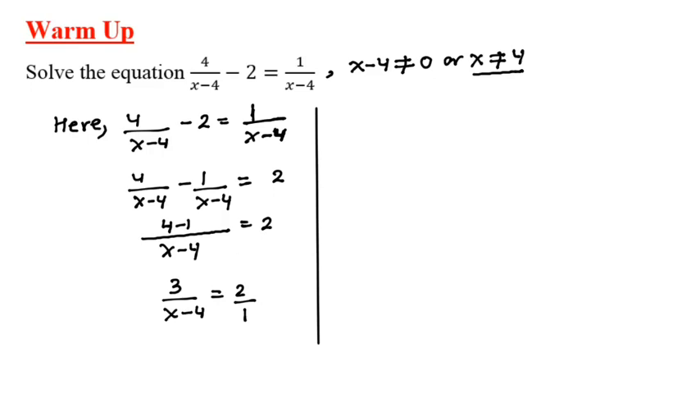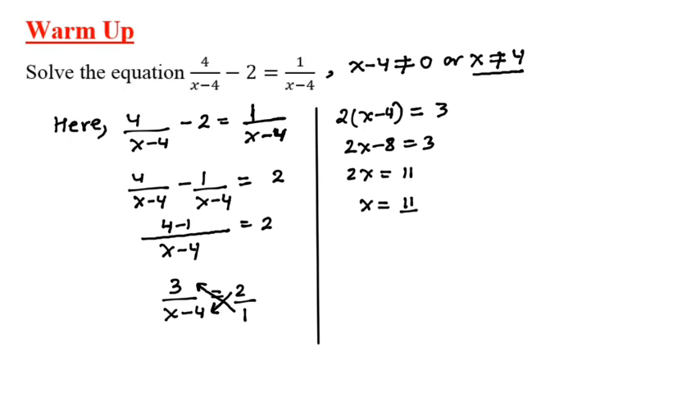Okay, so for cross multiplication, we multiply 2 with x minus 4. So it will be 2 times x minus 4 equal to 1 times 3. So 1 times 3 is 3. If we distribute 2, we get 2x minus 8 equal to 3. Add 8 on both sides. 2x equal to 11. Divide on both sides by 2. We get x equal to 11 over 2. And 11 over 2 is not in the restriction. Therefore, the given equation has a solution, and that is x equal to 11 over 2.